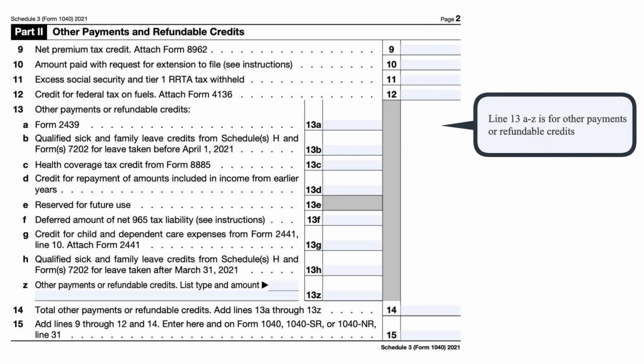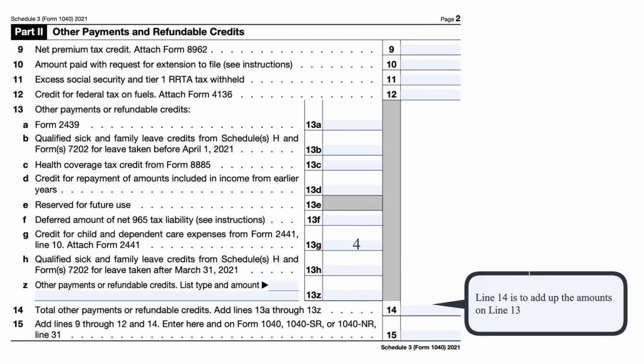Line 13A to Z is for other payments or refundable credits, such as qualified sick and family leave credits taken before April 1st, 2021, and the health coverage tax credit from Form 8885. On line 13G, the credit for child independent care expenses from Form 2441, line 10, which we filled out earlier in this video, are entered. The amount of Emily's refundable child and dependent care credits was $400.